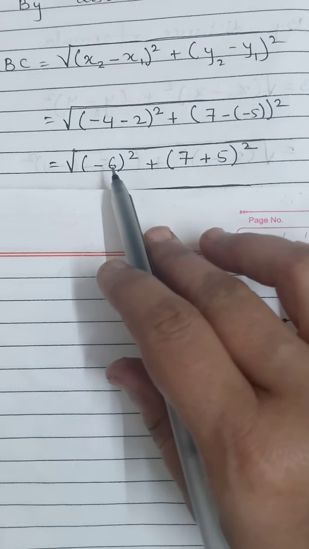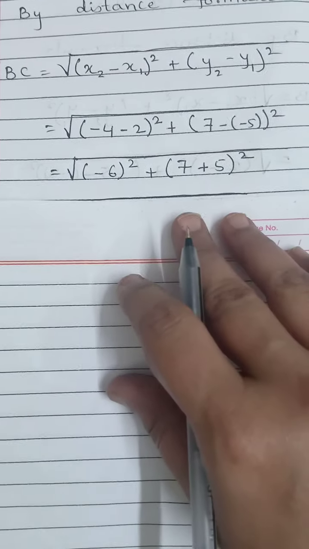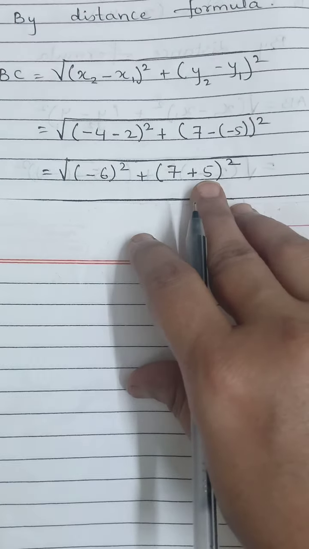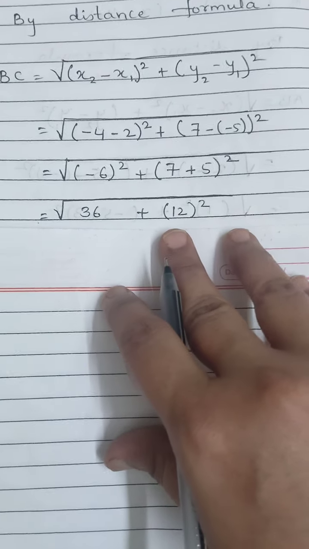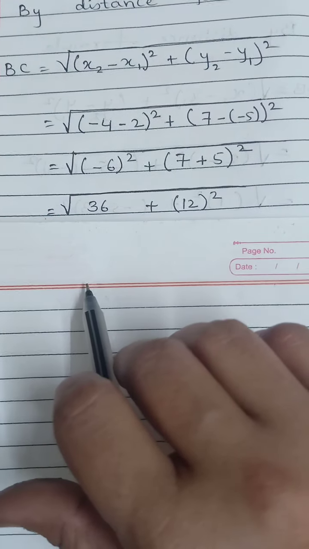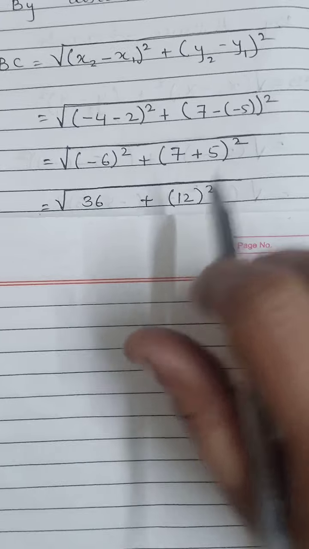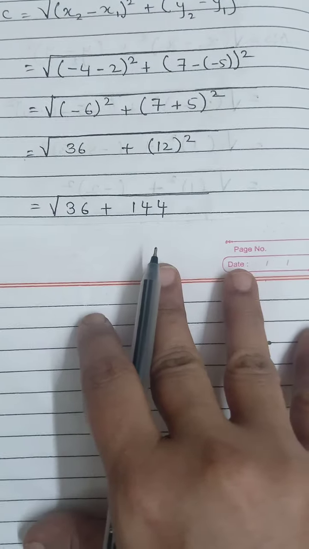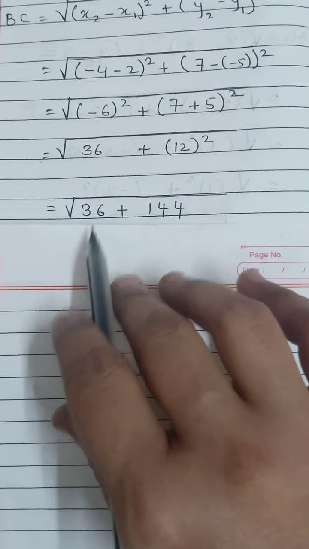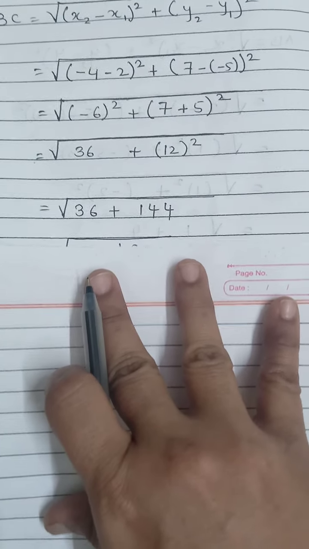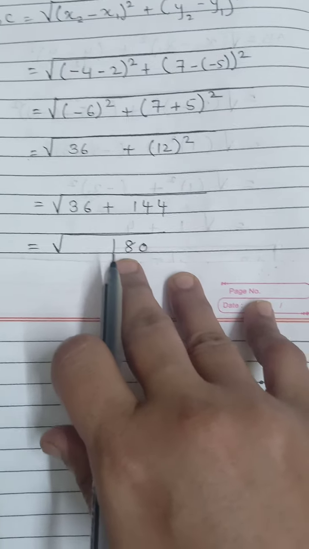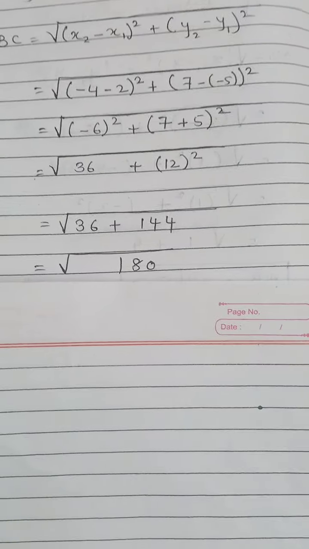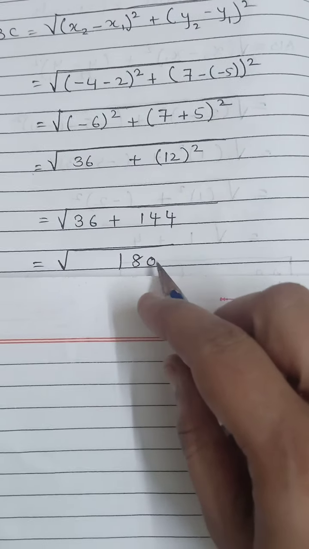Again minus 6 square will be 36, because whether negative or positive, the square is always positive. And this 7 plus 5 will be 12, so it will be 12 square. Now this 36 we will take like that only, and 12 square we know is 144. So 144 plus 36 will be 180. Now we are going to simplify this 180. We don't know the direct square root of it. It is not a perfect square.